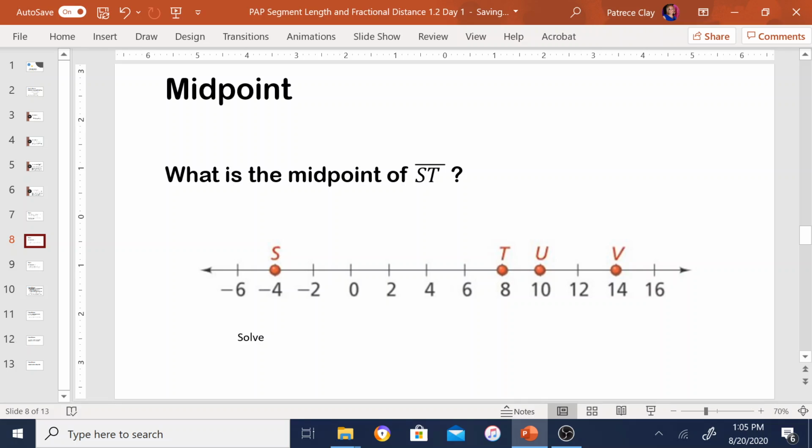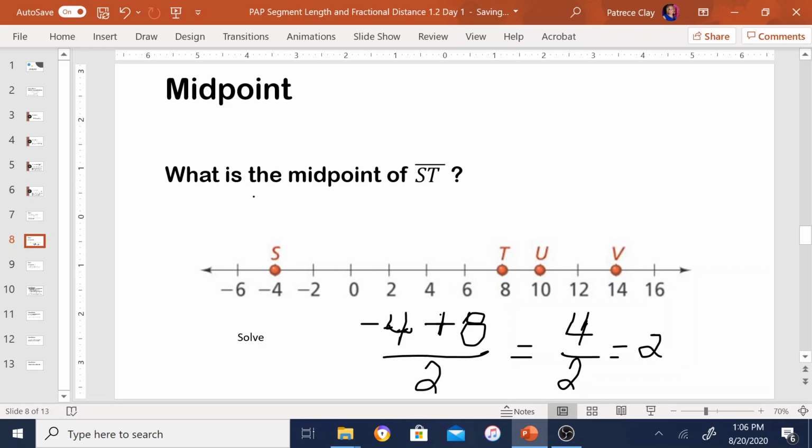What is the midpoint of ST? So S is equal to -4, plus, remember we do plus to find the midpoint this time, plus 8, all over 2. So we have 4 over 2 is equal to 2. Okay?